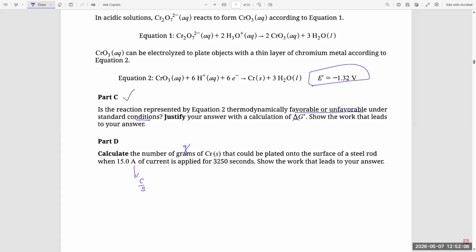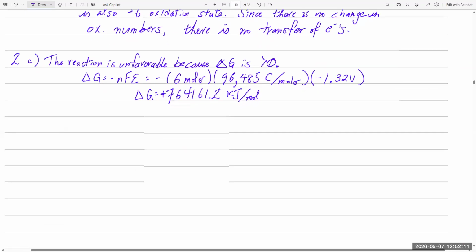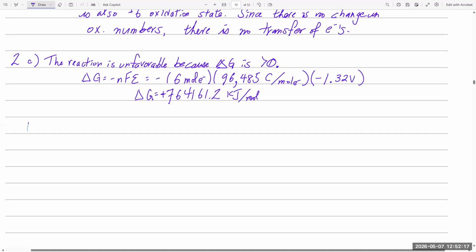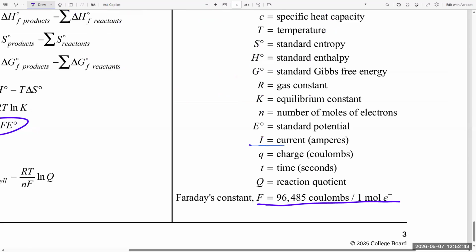All right, so let's go ahead and do this. This is 2D. How do we solve this? Well, you got your amps. What's amps? That's current. What's the symbol for current? I know when I teach the physics class, I tell them current is I, but for the AP kids, you should also learn that current is I, right?